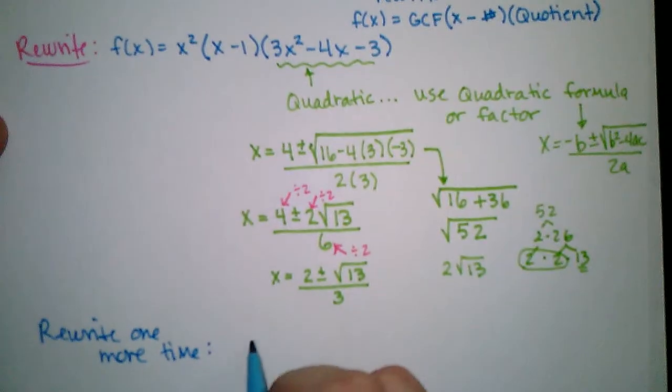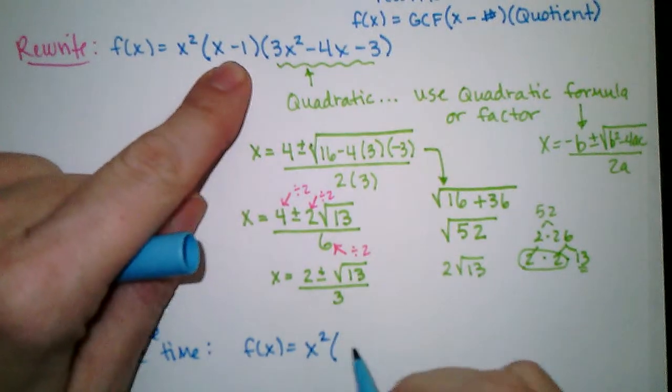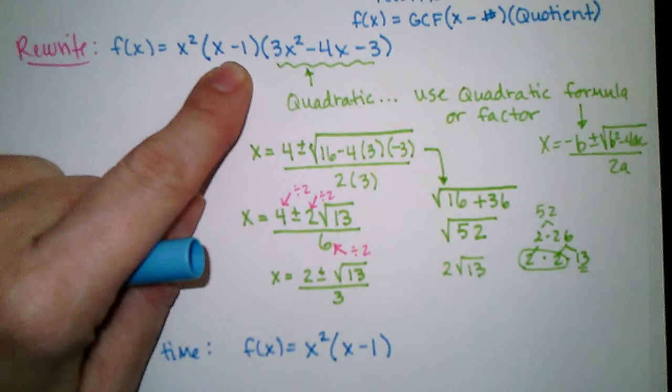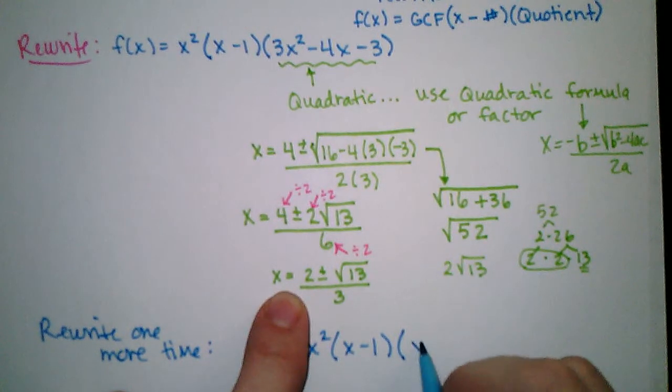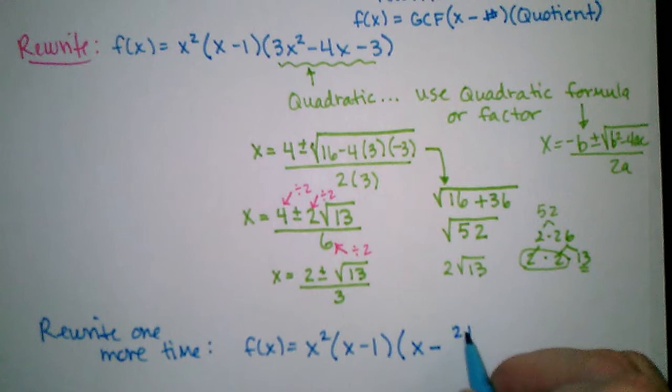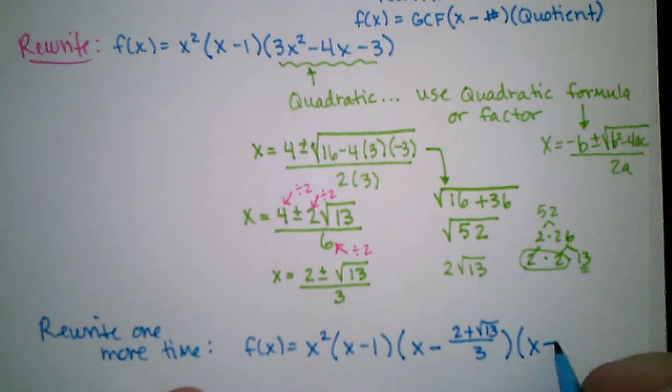So we'll have f of x equals, we had our GCF of x squared. We had x minus 1 from before. And then just for simplicity at this point in time, we are going to just write x minus (2 plus square root of 13) all over 3, and x minus (2 minus square root of 13) all over 3. And that will be fully factored form.